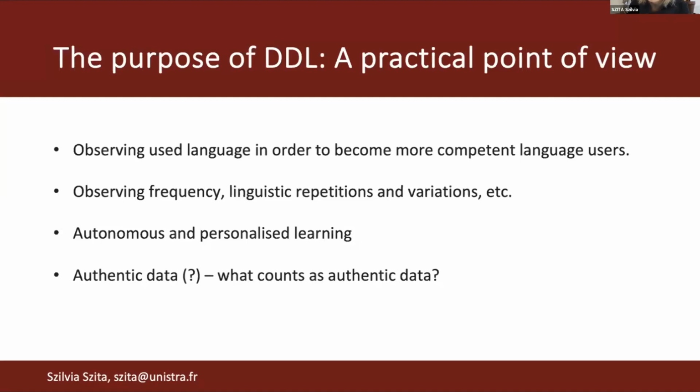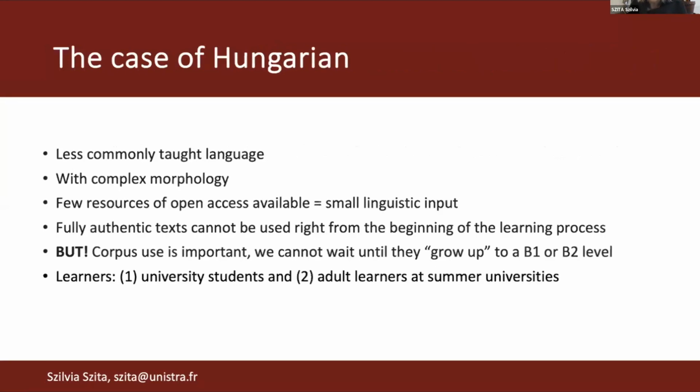The main purpose is that we want to become more competent language learners, and we want to master the language. For this, we can observe frequency, linguistic repetition, variations. As you already mentioned, it's also a kind of autonomous or personalized learning. And as I've mentioned, the question is, what is actually authentic data? What can we now consider as authentic data? So bear in mind just observing language, and we want to become competent language learners. So that's our main focus.